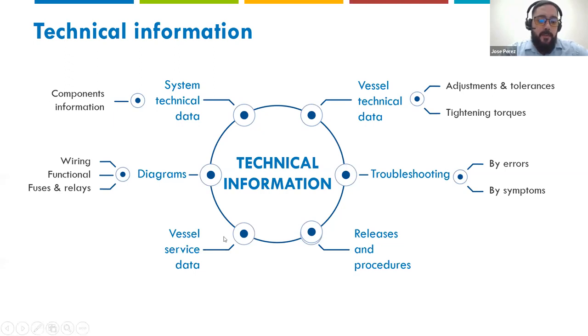there's not only the need for a diagnostic tool to be able to troubleshoot and find fault codes and perform tests, but you also need technical information. Some of the technical information needed to properly perform a diagnostic and repair on a vessel would be technical data. In technical data, you can see adjustments and tolerances, tightening torques. You also need troubleshooting by fault codes and by symptoms. You have releases and procedures, vessel service data for maintenance intervals. You also need diagrams, very important for wiring, functional fuses and relays, and system technical data, components and information.